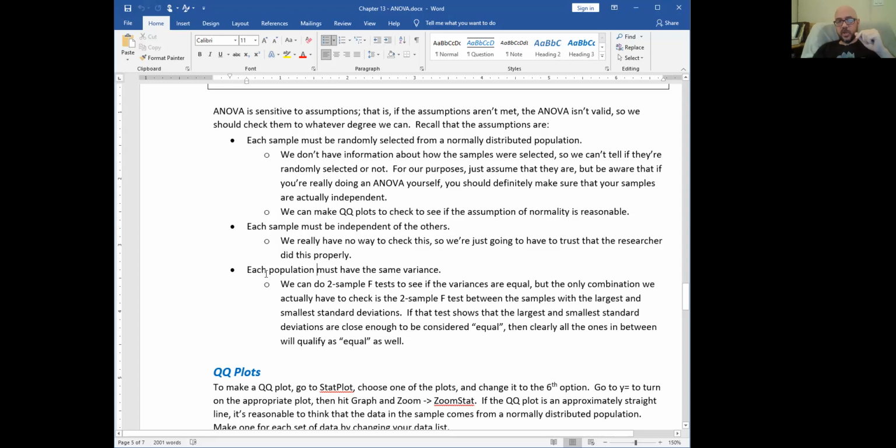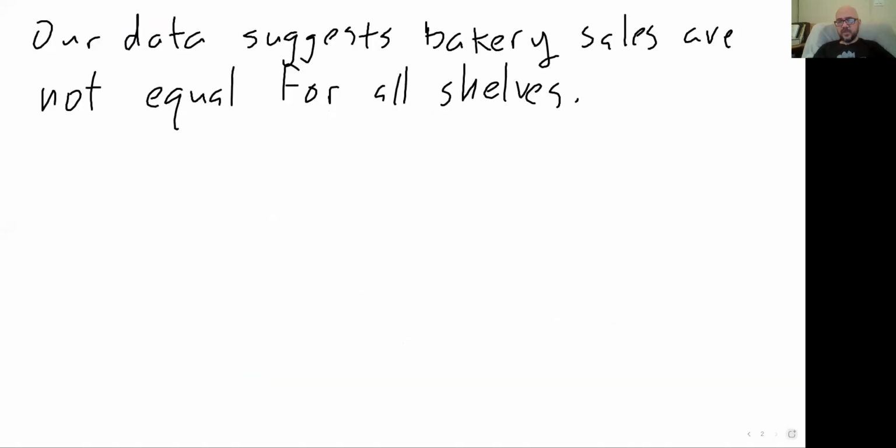The third one that we need to check is that each population has to have the same variance. We can check this. In general, you do 2 sample F-tests to see if the variances of 2 things are equal. So what we're going to do is check the variances of the ones that are farthest apart, with the idea being that, here, let me draw a picture. Let's say I have 3 sample variances. So I have sample variance 1, 2, and 3.